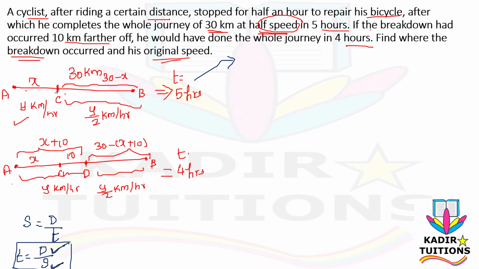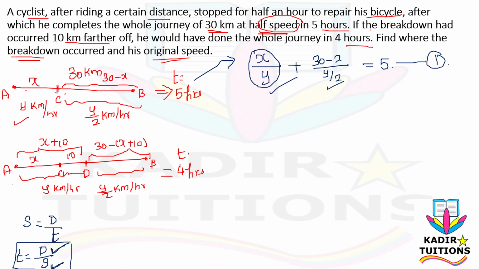So what is the time taken from A to C? The distance covered is X and the speed is y. Plus the time taken to move from C to B: the distance covered is 30 minus X, and the speed is y by 2. Totally how much time has been taken to move from A to B? This is 5 hours. So this is our first equation.